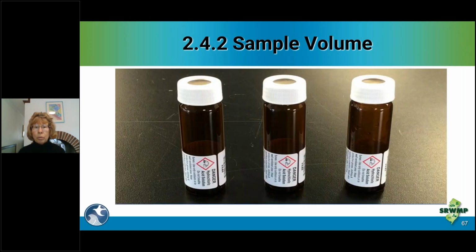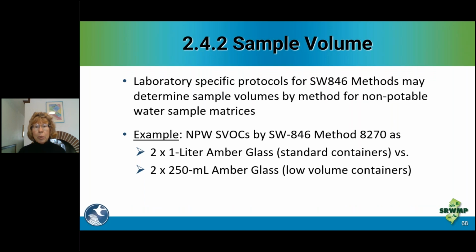So we just reviewed three examples. Same constituent, volatile organics, collected with the same type of container, however, under three different regulatory programs. Next slide. Laboratory-specific protocols for the compendium methods, SW846, may determine different sample volumes than the standard issue container, especially for non-potable water samples. So let's take a look at an example.